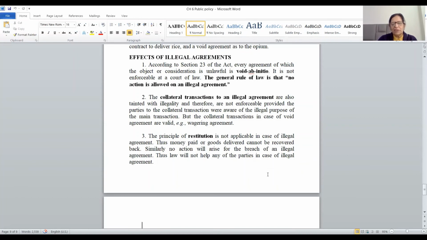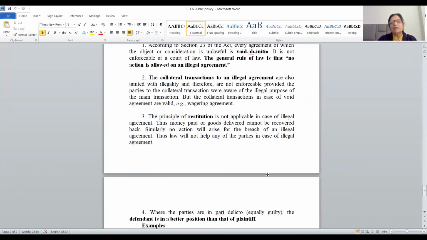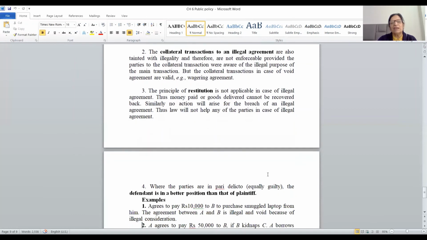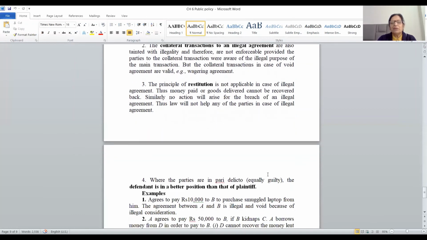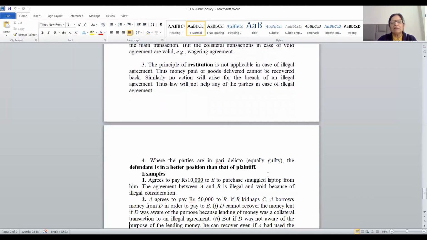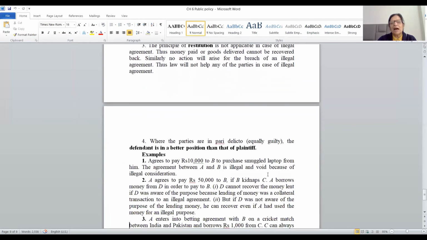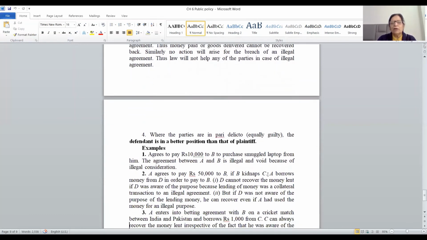Third is the principle of restitution. Principle of restitution is never applicable in case of illegal agreement. When a person knows from the very beginning agreement is void and illegal, he should not have paid the money. Once he has paid the money, then the money cannot be recovered through the court of law. Fourth is where the parties are in pari delicto, that is equally guilty. This is a law term, which means both the parties are equally guilty. The defendant is always in a better position than that of plaintiff.